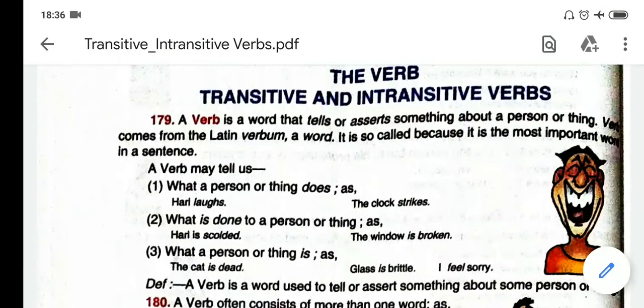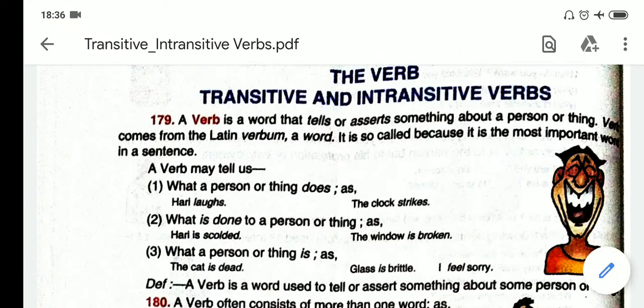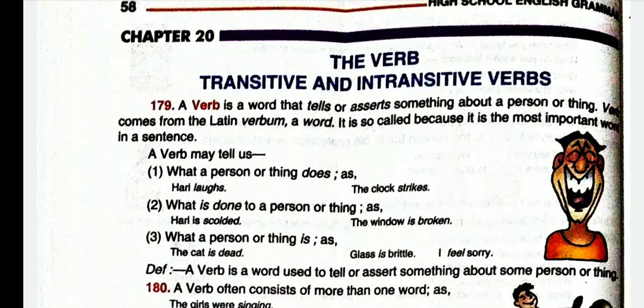First of all, the definition and the origin of the word verb is given here. The verb is a word that tells or asserts something about a person or thing. Verb comes from the Latin verbum, a word. It is so called because it is the most important word in a sentence. So it comes from the Latin word verbum, which means a word. So the Latin meaning of the word verb is word.